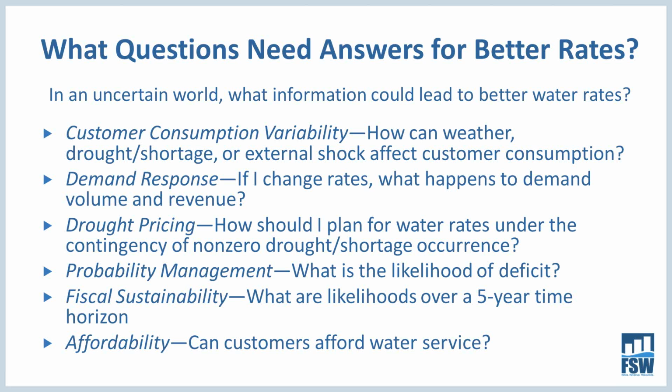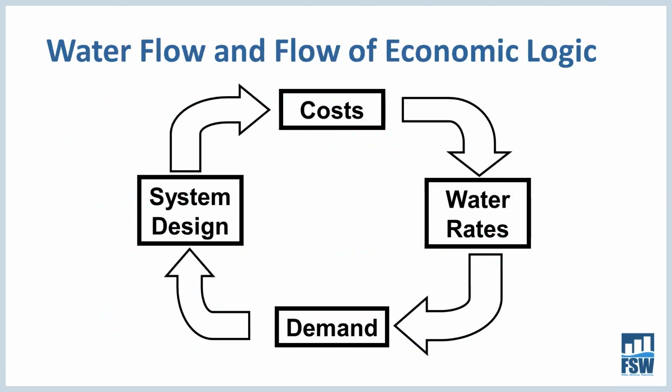Drought pricing: when these shortages come along, how should I plan for water rates under that situation? This is not an if question in many places in the country and the world. It's a when question. Probability management: what is the likelihood of deficit and what am I going to do about it? Fiscal sustainability: what do these likelihoods look like over a longer time horizon? And affordability: can my customers afford water service? Next slide. There's a key cycle here. Just as there's a water flow, there's a flow of economic logic.